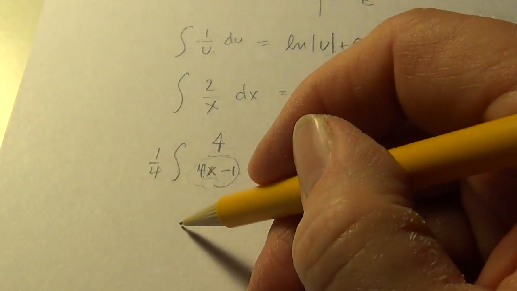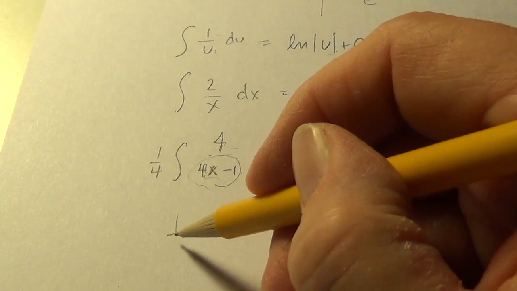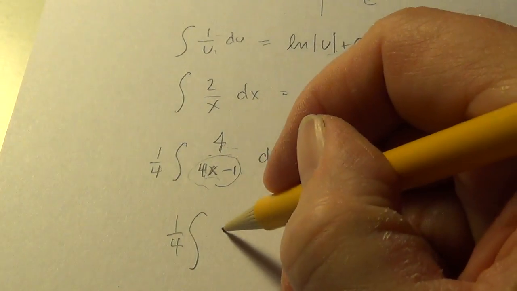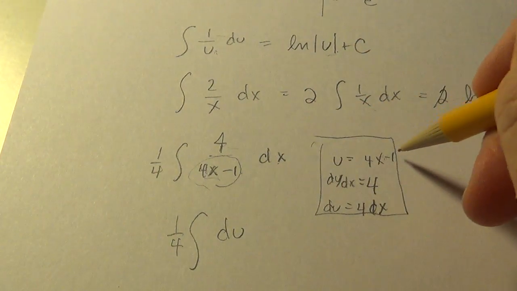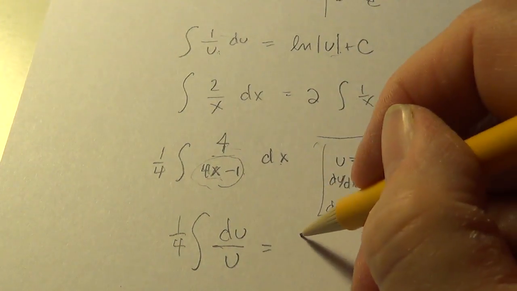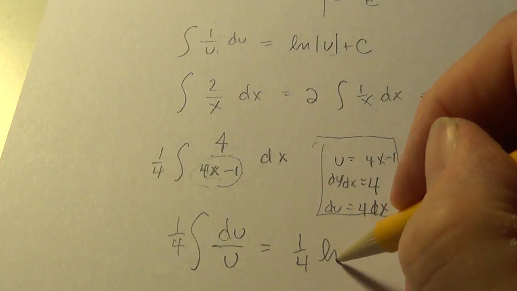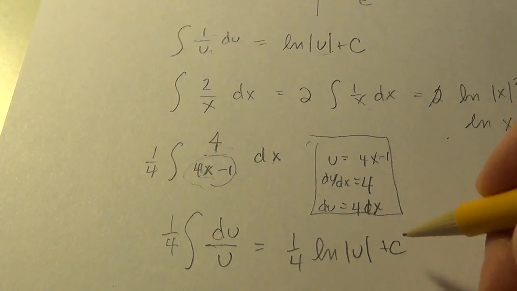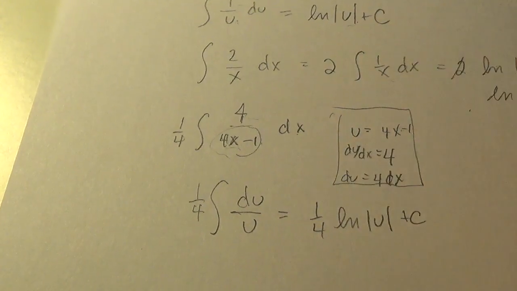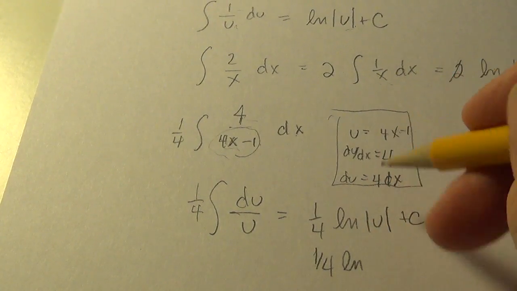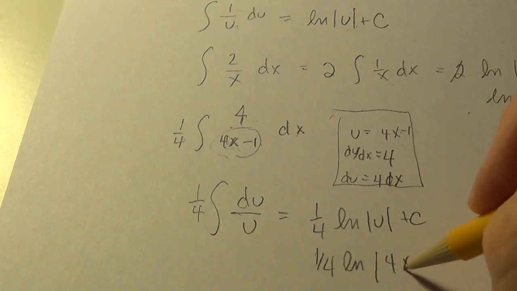Now I'll put in my u's. 1 over 4 dx is du, and 4x minus 1 is u. So I do have du over u, so I can jump right to the ln of the absolute value of u plus c. But I don't want to end with u's, I want to end with x's. So I go back. u is 4x minus 1.